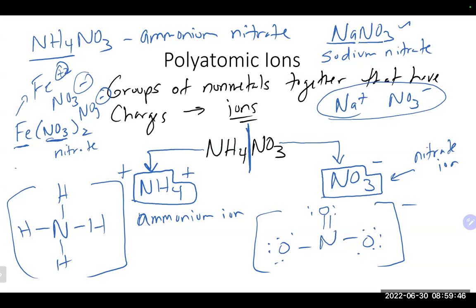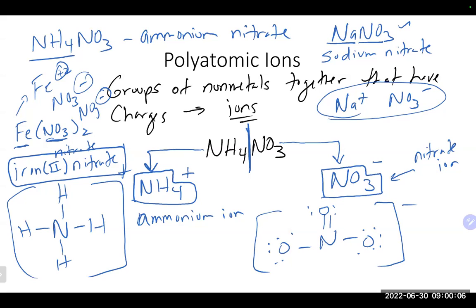And this would be iron Roman numeral 2 for the charge, and nitrate, once again, does not matter how many of those nitrates we have. It has no effect on the name. We just use the whole name of the polyatomic ion. And the 2, again, in the Roman numeral is the charge on the metal.